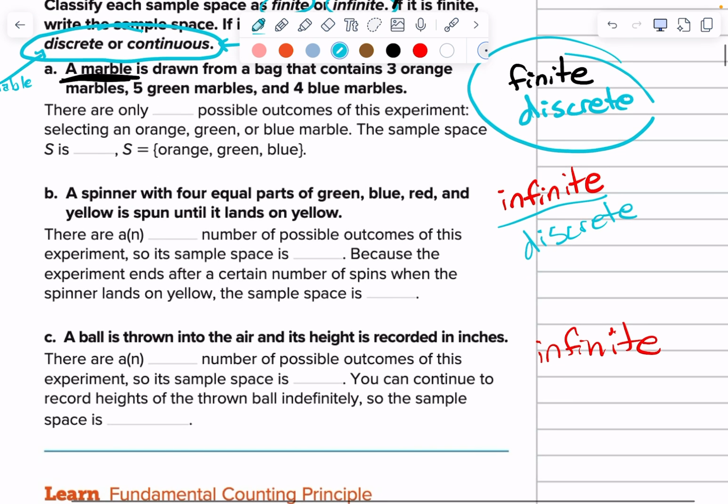What about the third one? A ball is thrown in the air, heights are recorded in inches. We could say a half an inch, or an eighth of an inch, or a 16th of an inch. I don't know what I'm rounding to. That could be a decimal that goes on forever, so continuous. 1/9 of an inch? Nobody goes ninths of inches. Sure, I guess you could. Infinite, continuous. Do you see how the different combinations could be? Finite doesn't always go with discrete, because this one's infinite discrete. You could have different combinations.